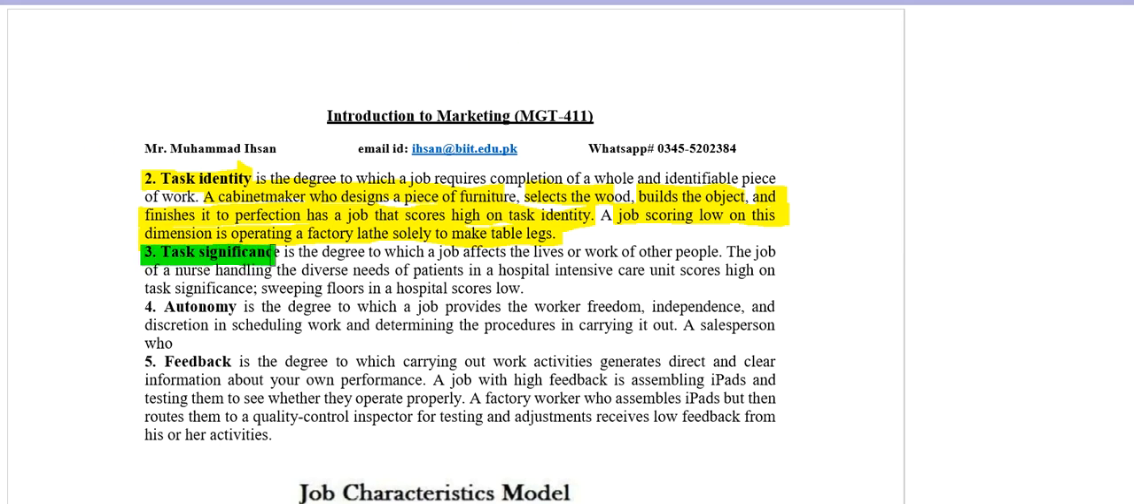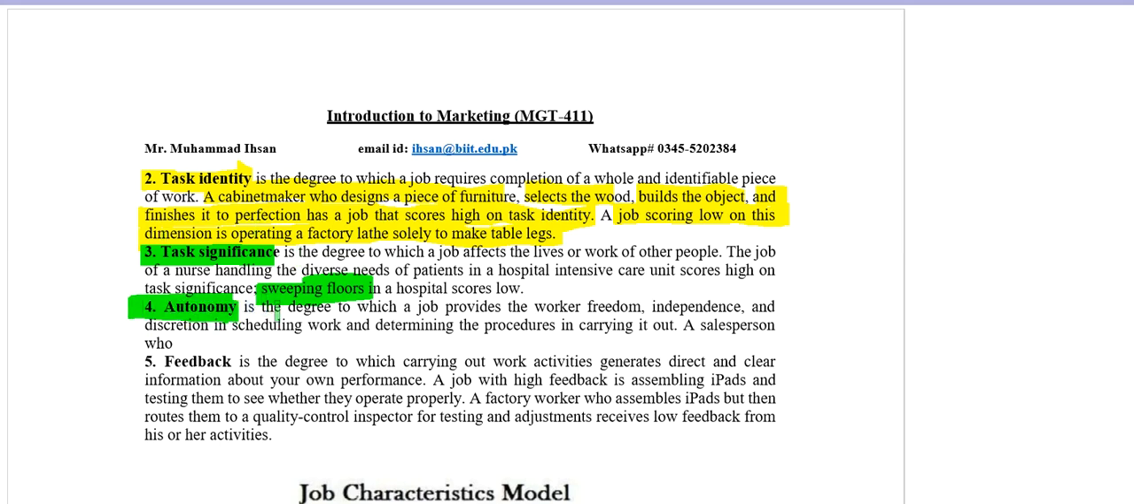progress in his career. Number 3, task significance. There are some jobs which are very important. For example, sweepers. The job is very minor, but cleaning the environment or the office is very important. If the offices are dusty and dirty, then people will not consider this very good. So sweepers are very small members of the organization, but the job they have is very significant. At the same time, in a hospital we can say that the nursing staff is very important. Nursing staff are not highly paid workers, but they are very important to run the activities and functions of the hospitals.